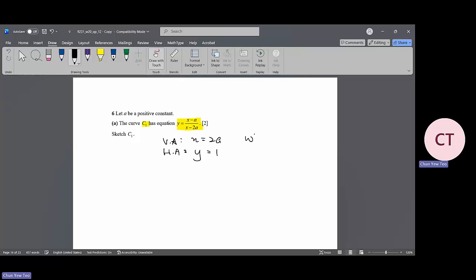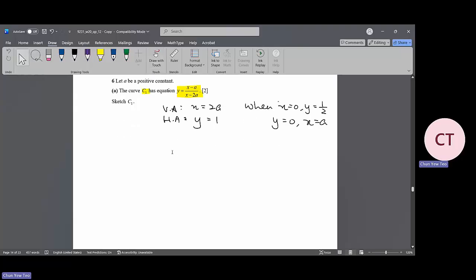When x is 0, you get y equals a half. When y is equal to 0, you get x equals a. So these are the information that we have. Based on this information, we can actually sketch the graph, and your graph will look like this.